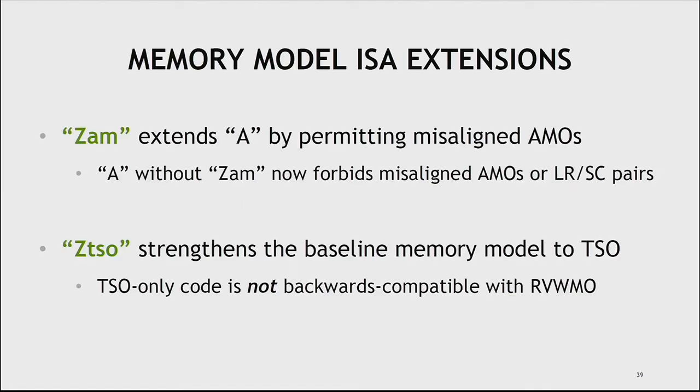Okay, and that's it. That's RVWMO. We have two extensions, misaligned atomics. If you may have seen that in the spec, we separated that out. There's also Ztso. So if you do have TSO-only code, there's now a way to express the fact that your core is in fact TSO inherently, also called out separately, so you can query that per implementation.